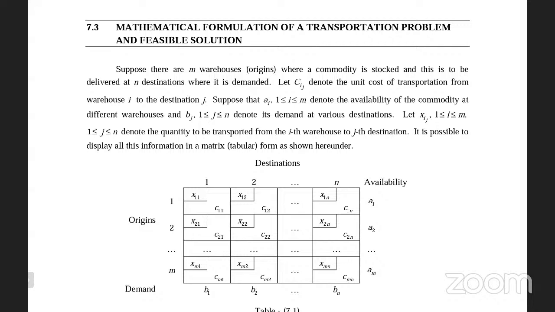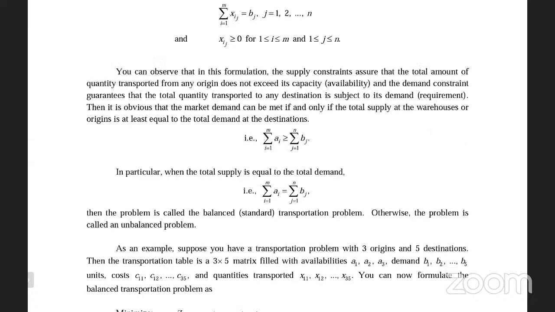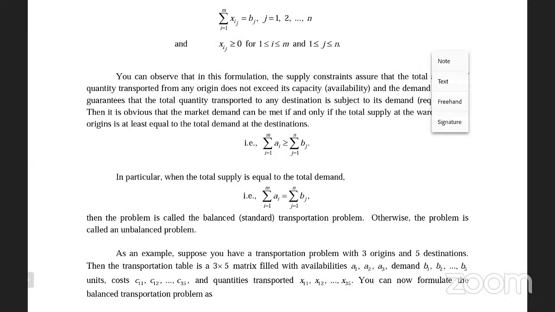you should explain the total, from the start up to the end, all the equations. Now here, if demand and supply are equal, then it is called a balanced transportation problem. If demand is greater than supply, or supply is greater than demand, then it is called an unbalanced transportation problem. So this is an overall idea about balanced and unbalanced transportation problems.